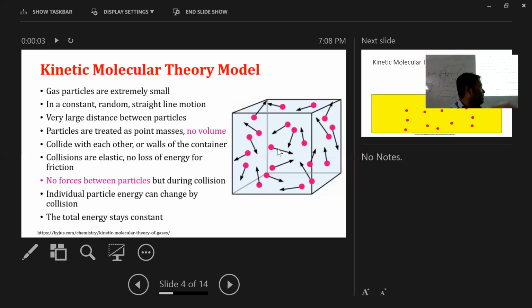Contradictory? That means sometimes it can gain the energy or it can lose the energy. So that is a little bit contradictory. The total energy stays constant. Yeah, that is okay. But that should be considered in terms of whether the container is isolated or not.